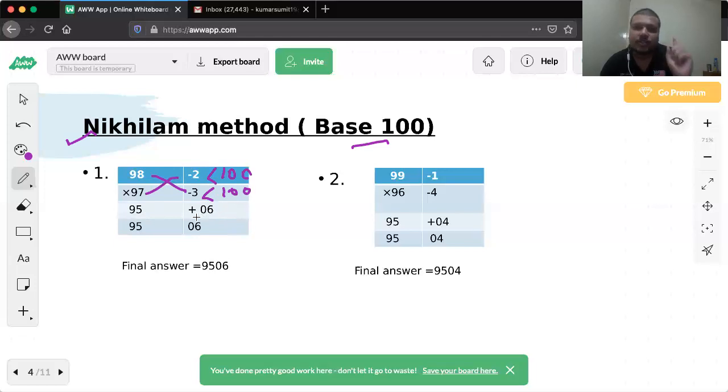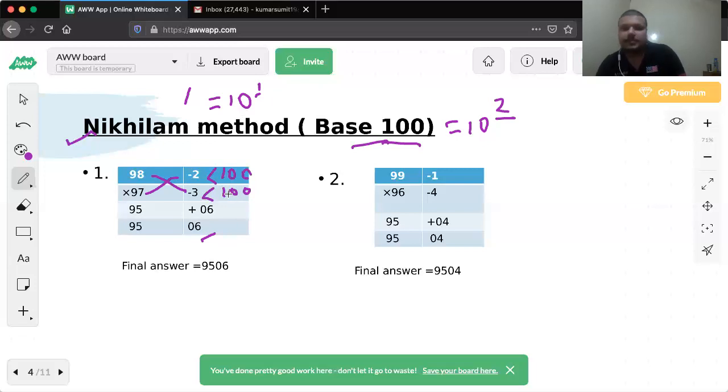If the base were 10, we would take only 6 and transfer the 0 to the LHS. But since the base is 100, and 100 is what, guys? 10 to the power of 2, we can take 2 digits on the RHS. Unlike 10, where we have to take only 1 digit on the RHS, because it is 10 to the power 1. But when you are using Nikhilam as 100, which is 10 to the power 2, you can take 2 digits on the RHS.